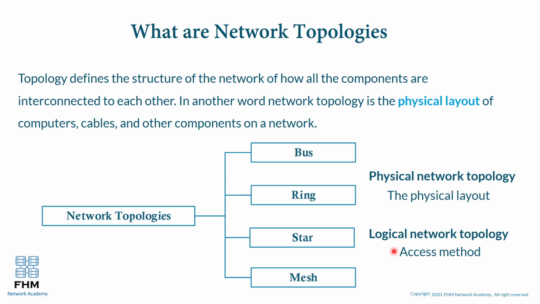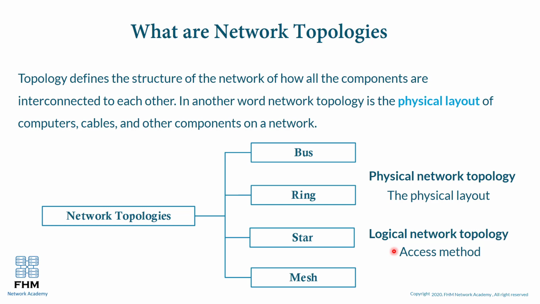So what is an access method? An access method is a set of rules governing how computers access the media or access the network. In some topologies, the physical network topology is the same as the logical network topology. How the components of our network are connected together is equal to how they logically access the media and connect together. But in some topologies, the physical layout of the topology is completely different from how they access the media and the logical operation that happens for components or computers to access the media.